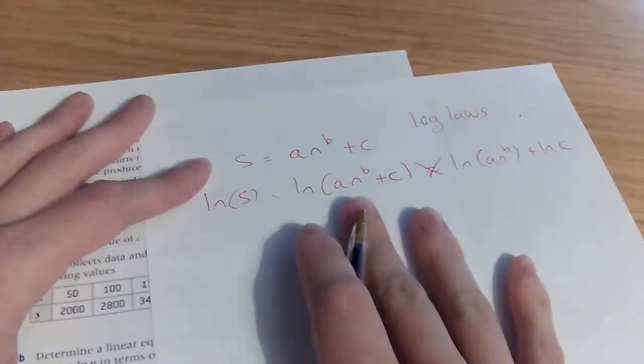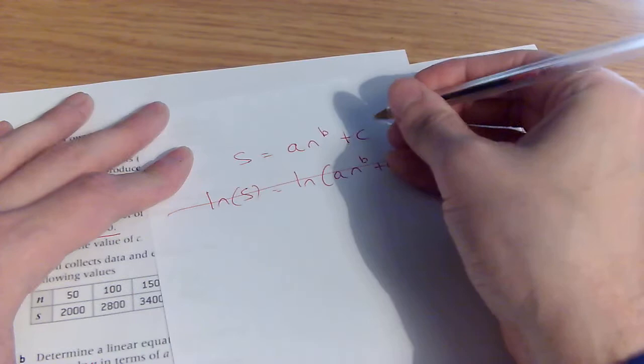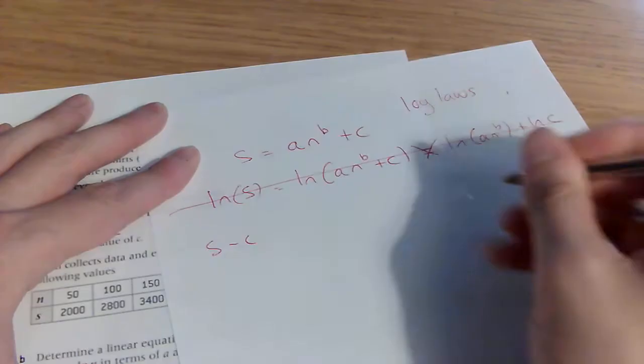Instead, we need to get the c onto this side here. I'm getting rid of this whole thing here, actually. If we subtract c from both sides, we get s minus c. And the clue for that actually was in the question.